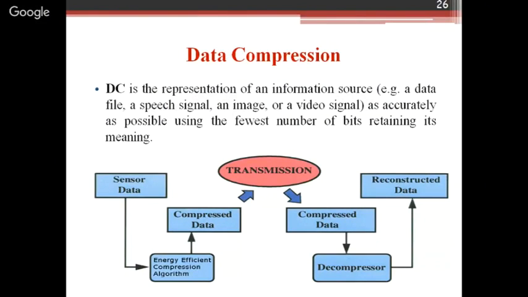And at those next sensor nodes and at the base station, we decompress that data, and through that compressed version of the data we get our original signal.